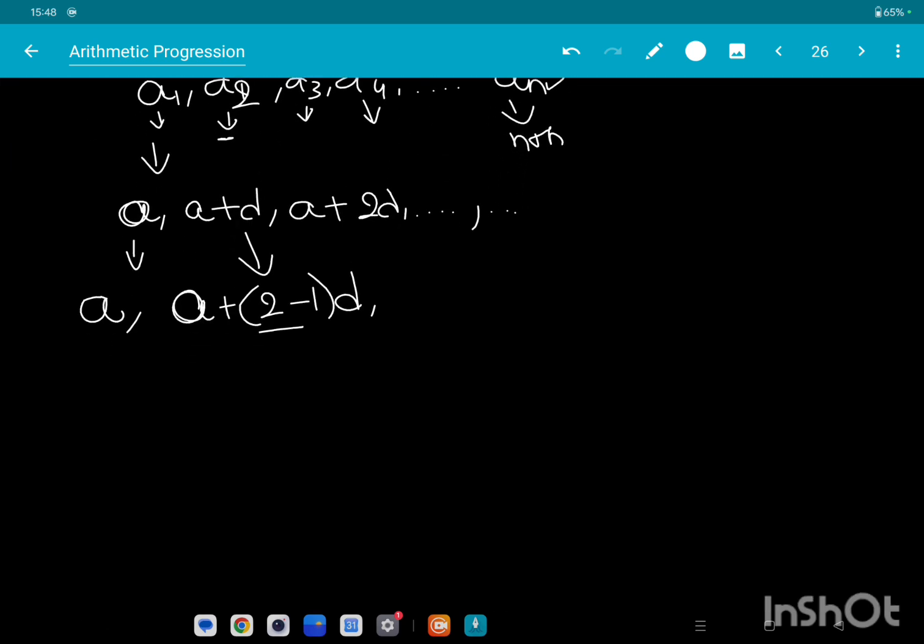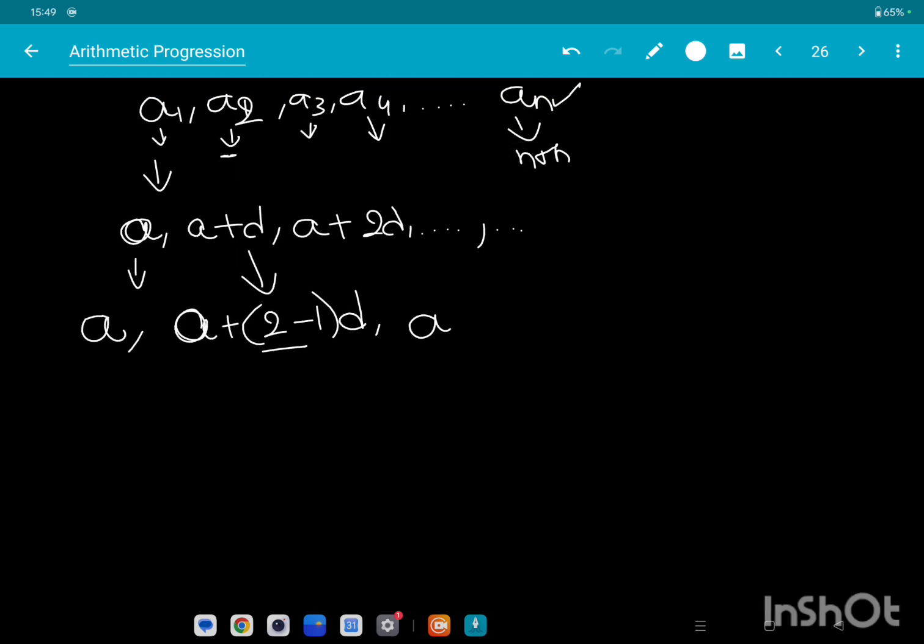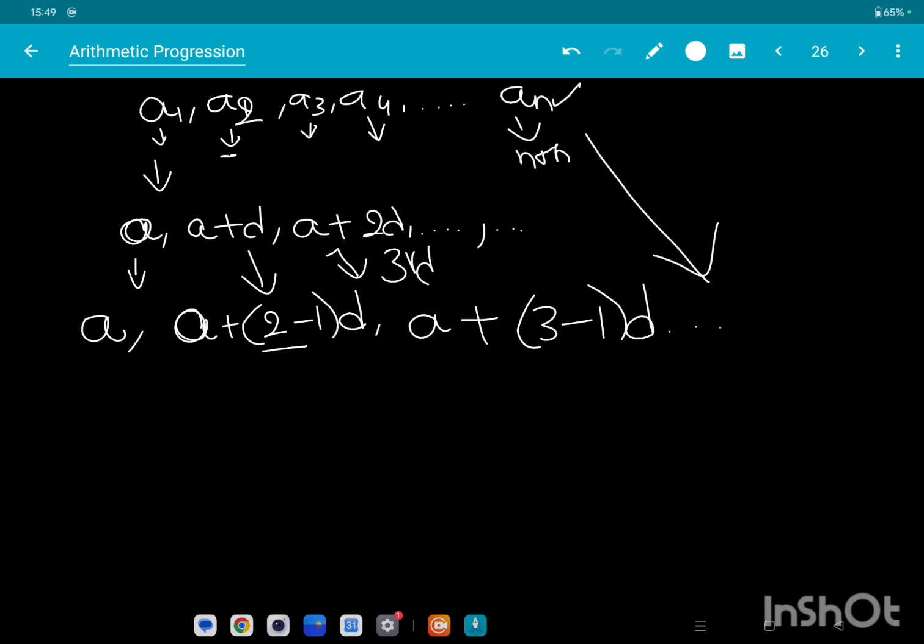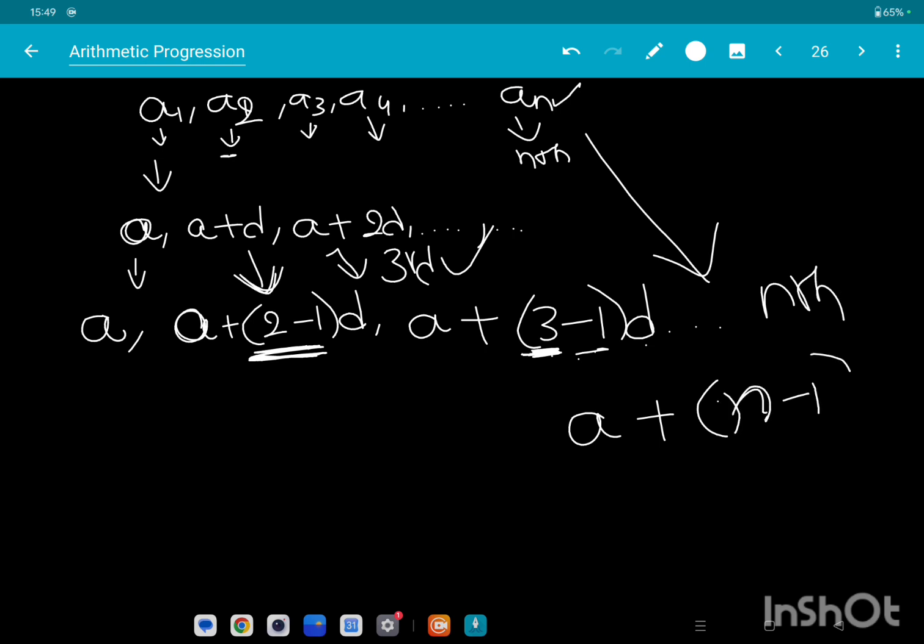In the same way, can I write the third term as A plus 3 minus 1 into d, and so on. So in the same way, for the nth term, can we write it as A plus n minus 1 into d? Yes, so this is the formula.